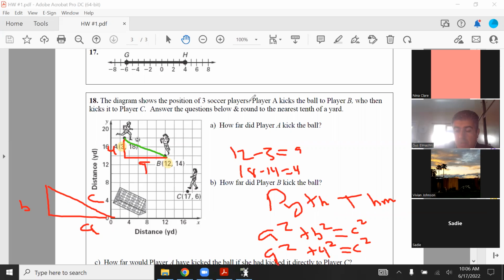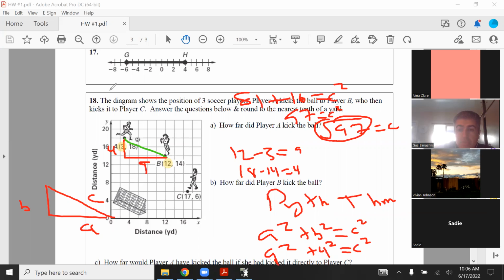If you do the 9 squared, you get 81. 4 squared is 16. You get 97. And then c is root 97, and you leave it like that. So that's how I'd approach that one.